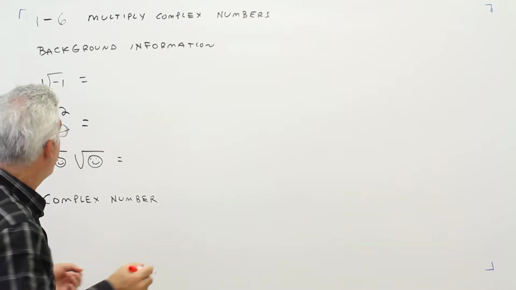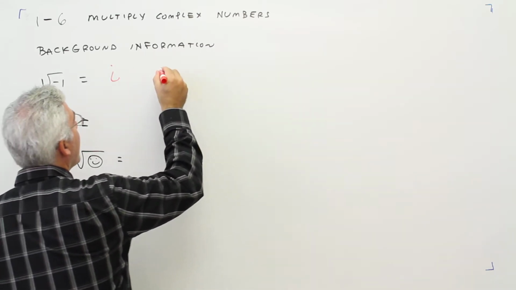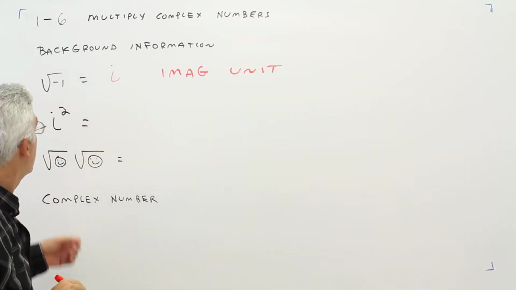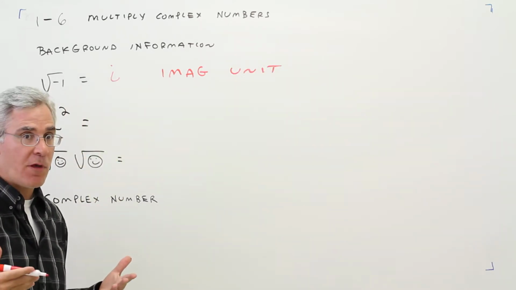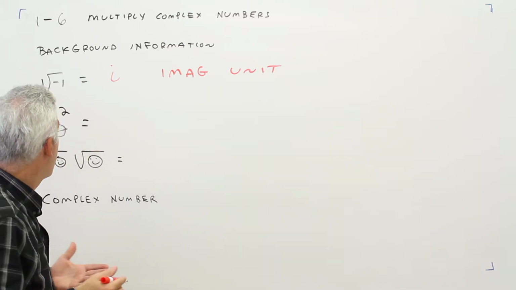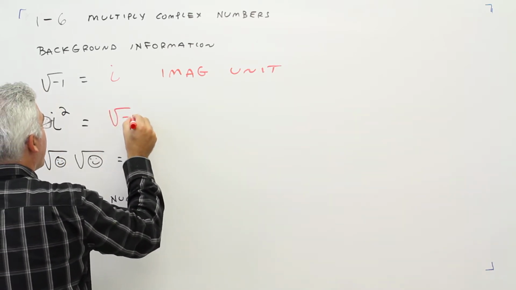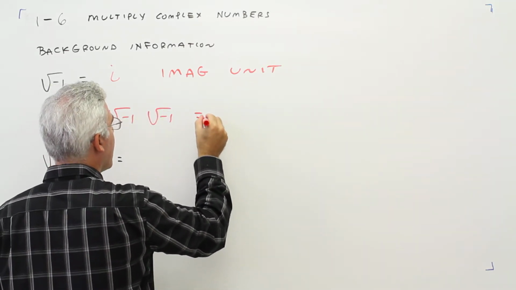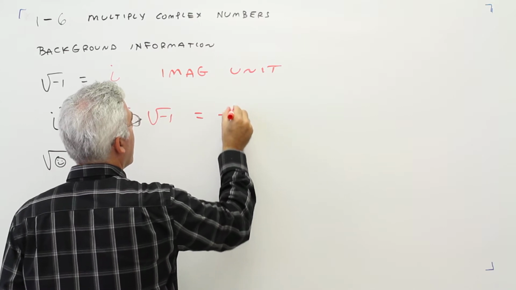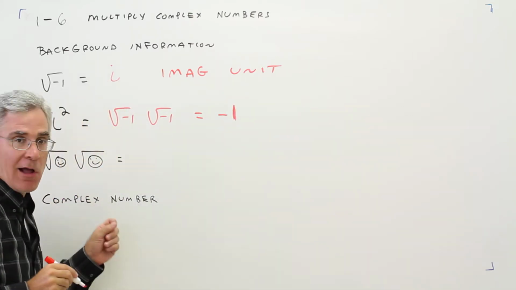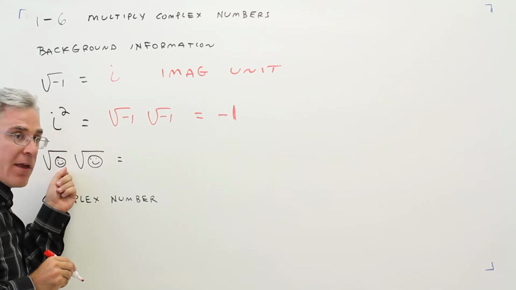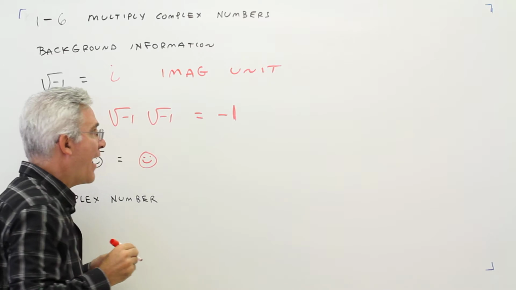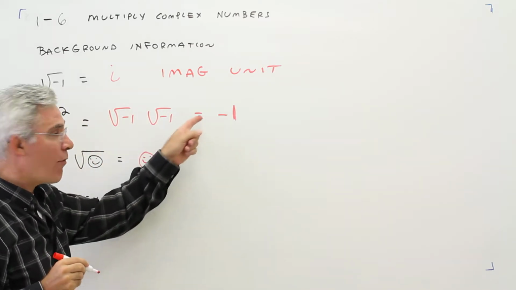We've defined the square root of -1 to be i. It's called the imaginary unit. i squared comes up a lot in our computations. So i squared is the square root of -1 times the square root of -1, which is simply going to be -1. Again, recall the square root of smiley face times the square root of smiley face is smiley face. So that's how we remember that.